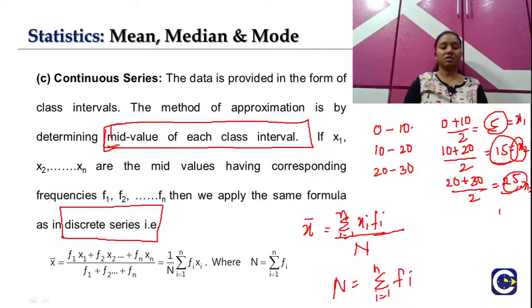Right. So as we have discussed how to find the arithmetic mean of each of these three series, our individual series, discrete series as well as the continuous series, let's do some questions related to our mean first, and then we can jump into our next concept.